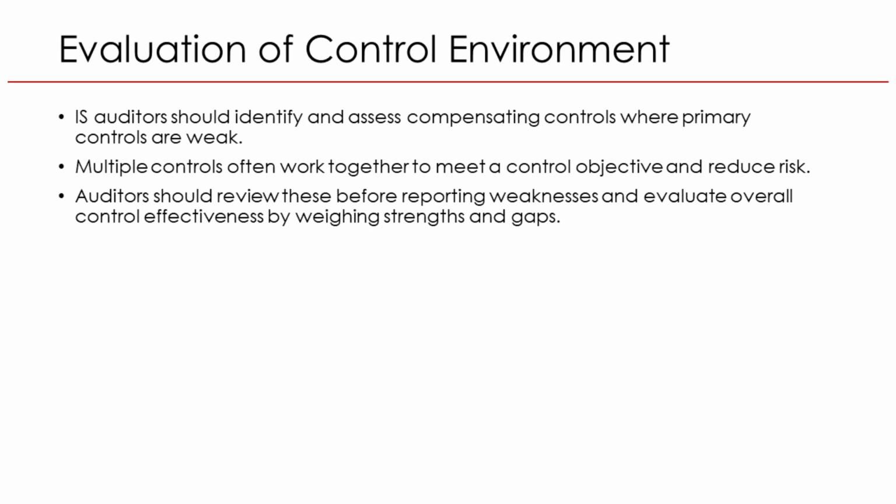Before reporting a weakness, an IS auditor should always check for these compensating measures. It's possible that, while one control is missing, others make the system reasonably safe. Even if not every single procedure is present, the auditor's goal is to evaluate the overall strength of the control environment, looking at both its strong and weak points, before concluding. This balanced approach ensures fair and accurate audit findings.